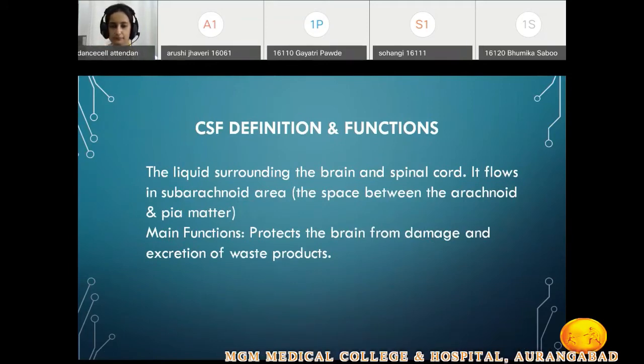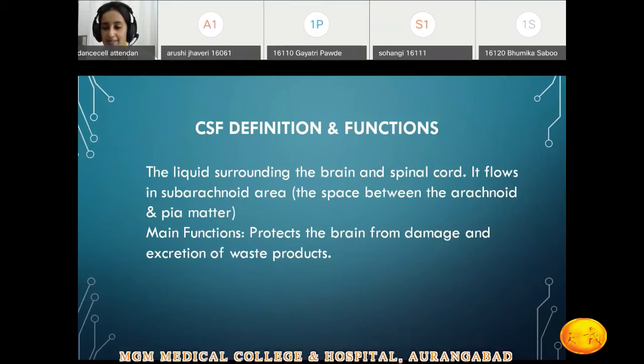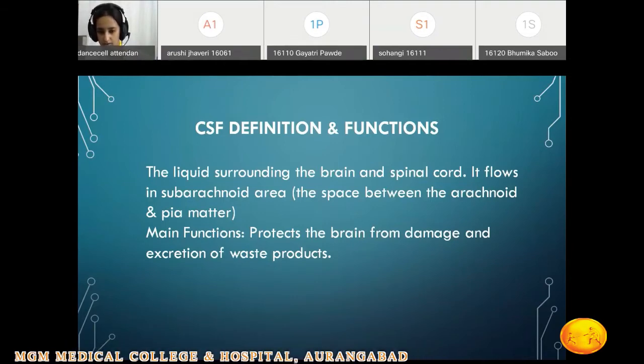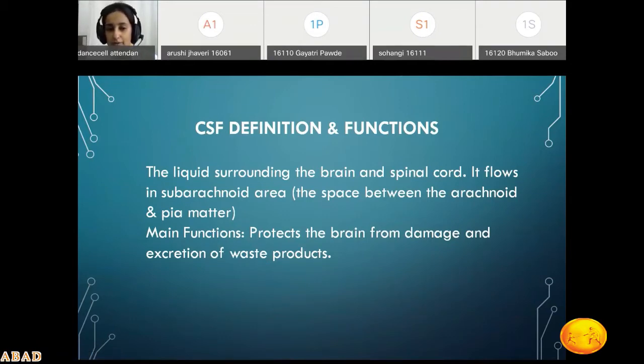So definition. What is cerebrospinal fluid? Cerebrospinal fluid, as the name suggests, is the fluid which encircles the brain, which protects the brain from outside. It is within the brain parenchyma. It is secreted via the epithelium lining the brain ventricles and spinal canal. So the liquid surrounding the brain and spinal cord flows in the subarachnoid space, the space between the arachnoid mater and the pia mater.